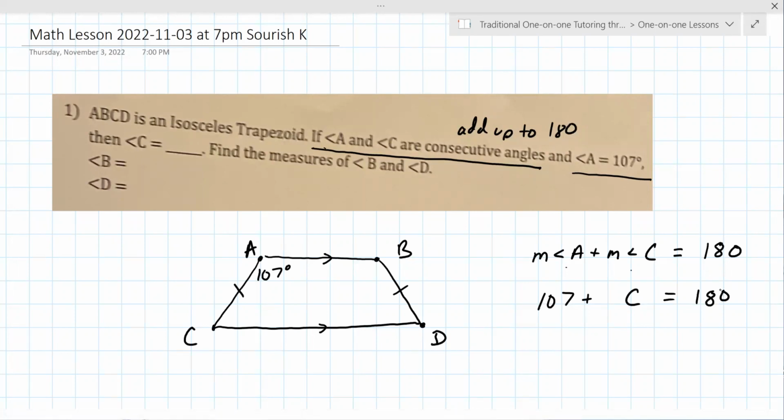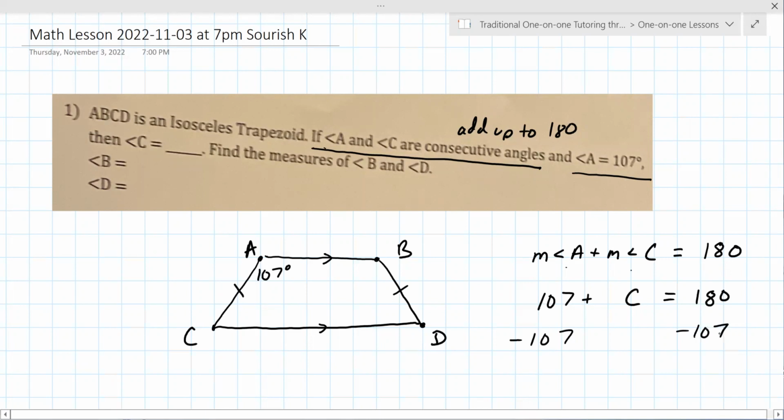So how do you find the measure of angle C? What's the step here, the math operation? You have to subtract 107 from both sides. So can you tell me what C equals?